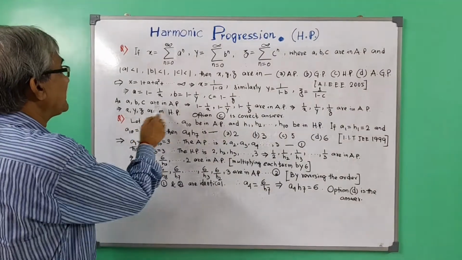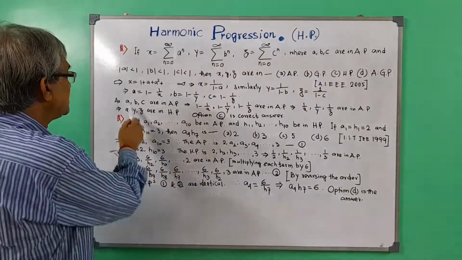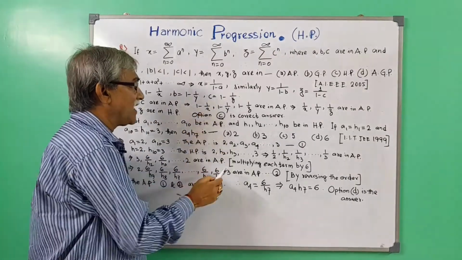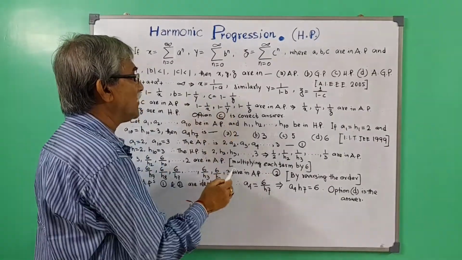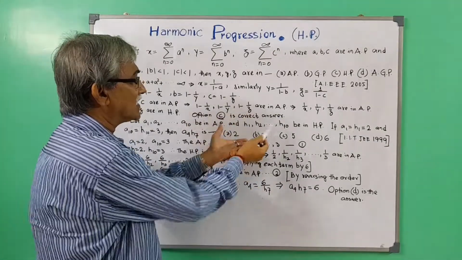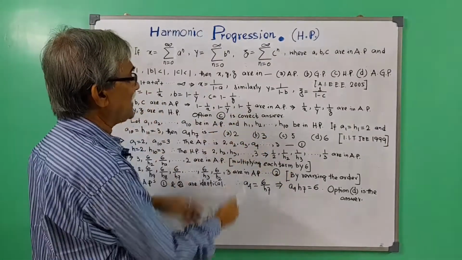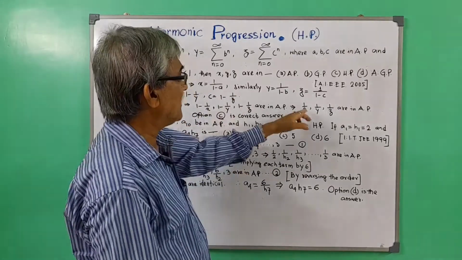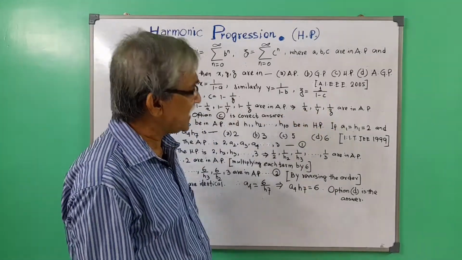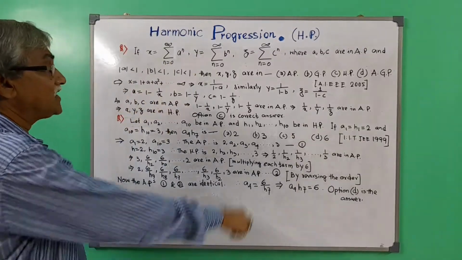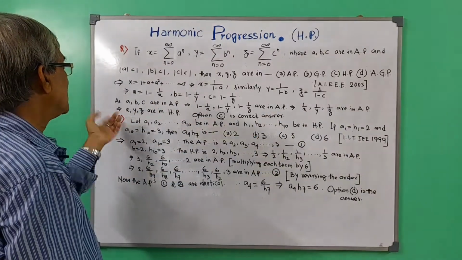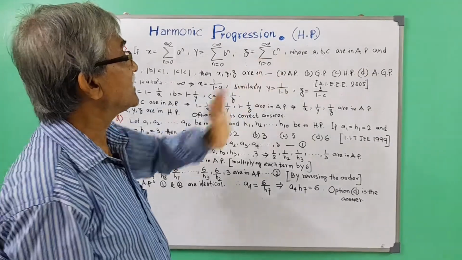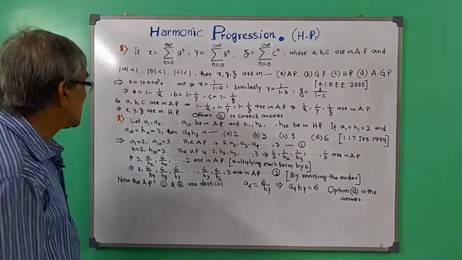Now, a, b, c are in AP is given. Now you change the terms a, b, c into this. So 1 minus 1 by x, 1 minus 1 upon y, 1 minus 1 upon z are in AP. Then by the property, subtract 1 and change the minus sign. So 1 by x, 1 by y, 1 by z are in AP. And if the reciprocals are in AP, therefore x, y, z are in HP. So option C is the correct option.